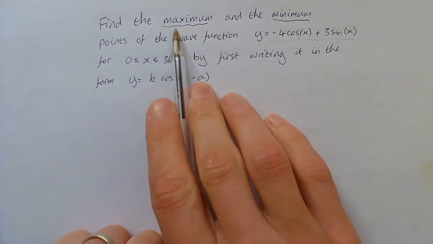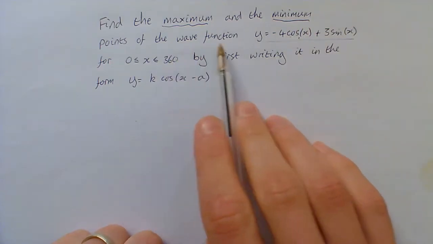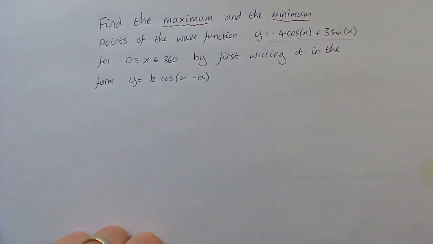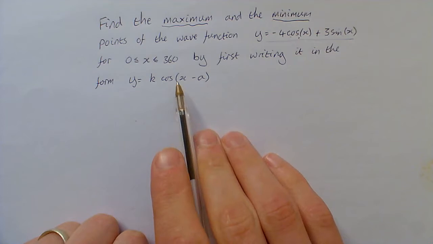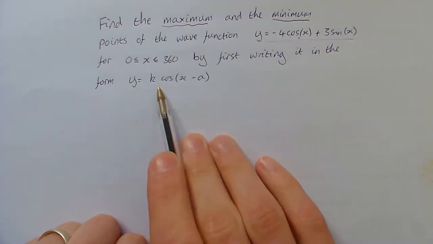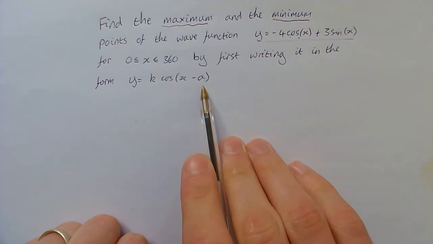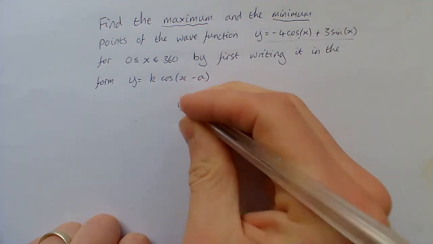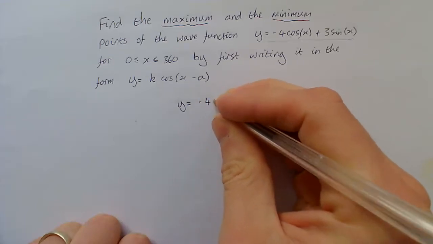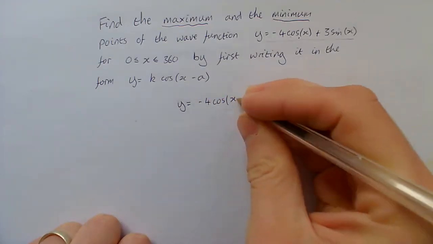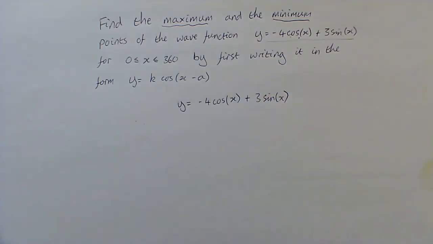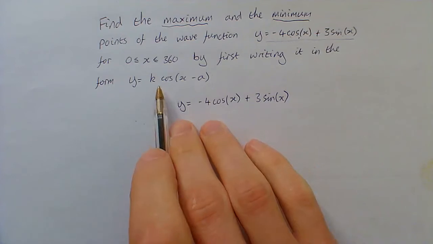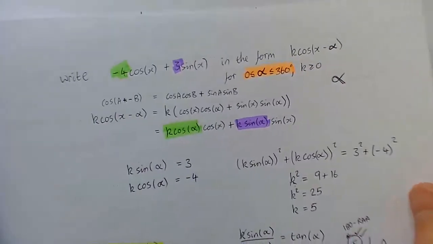We are asked to find the maximum and the minimum of a given wave function, which is here. Now, in an exam, you might be asked this slightly differently. You might be asked this as two parts of a question, but here I've just said by first writing it in the form y equals k cos(x minus a). Now, I am going to cheat for the sake of not having a really, really long video. I am going to cheat a little bit and use the equation that we have used all the way through. So first thing I'm going to do is put that in this form, k cos(x minus a). Well, actually, as I say, I'm cheating.